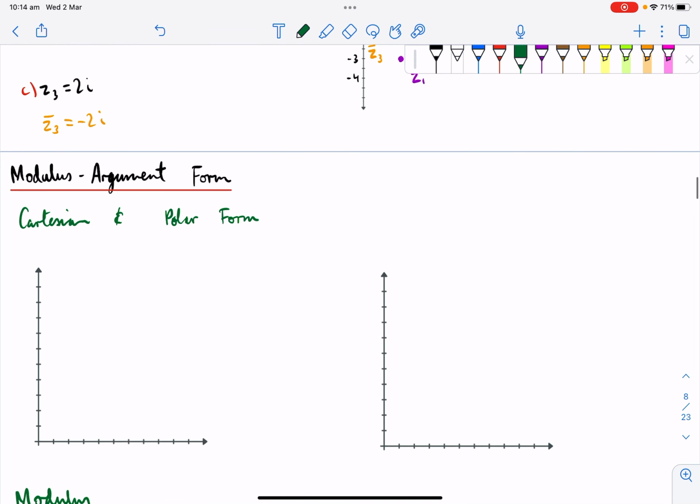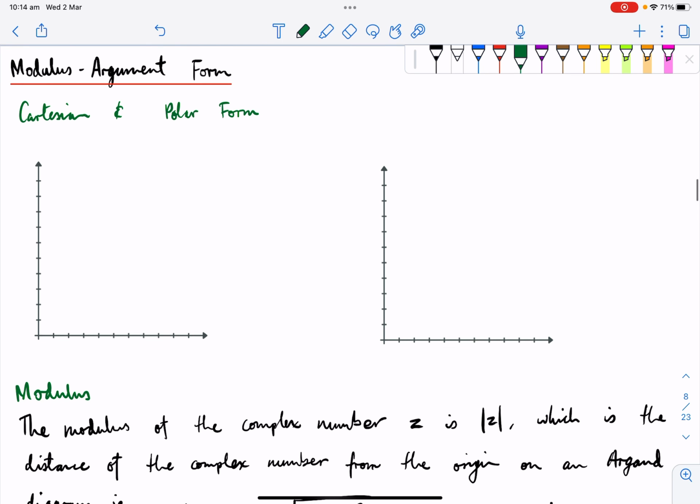Okay, so coming into the next section, the modulus argument form. What I'll do, I'll just split this into a second video, so just give me a moment, please.